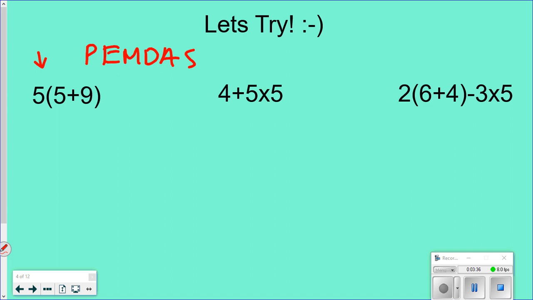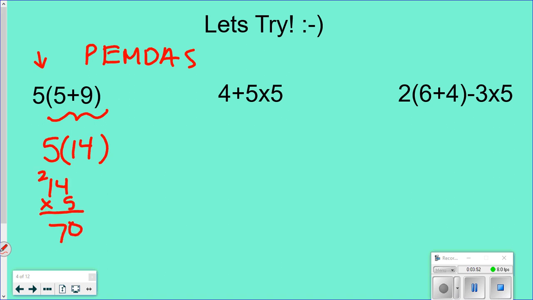So if I look, my parentheses on this one are first. 5 plus 9 is 14. And then I'm going to bring my parentheses down and bring what I have left over. And I have 5 times 14. 70 would be the answer for that problem. Okay, then I'm going to move to the next one.